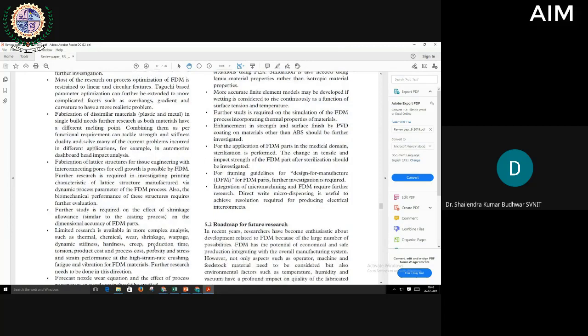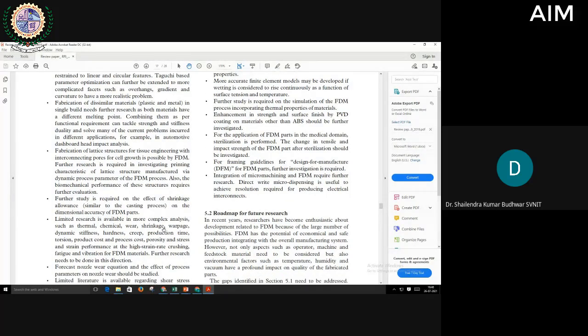Further studies are required on the effect of shrinkage allowance, similar to the casting process, because here there is similarity with the casting process: the material is melted and then extruded on the build platform. Then after solidification, you will get the solidified layer. So it is similar to the casting process. So what should be the shrinkage allowance? How to calculate the shrinkage allowance? That can be one topic of research in this domain.